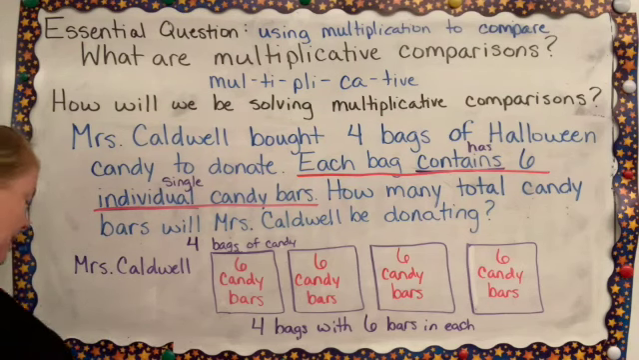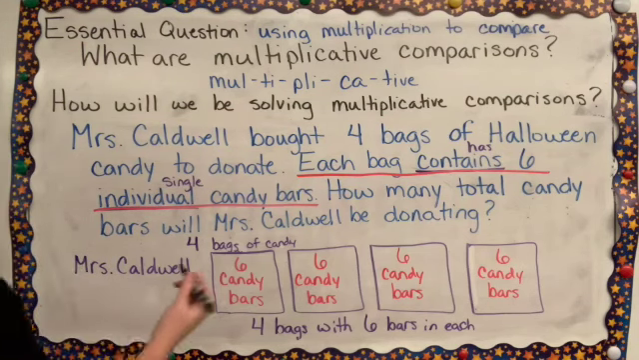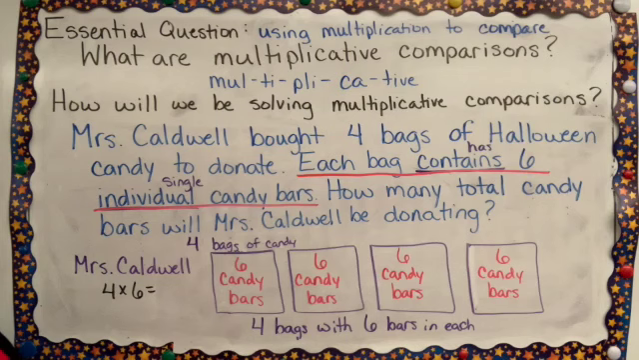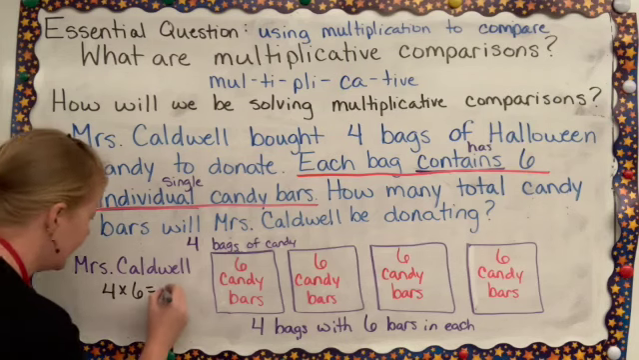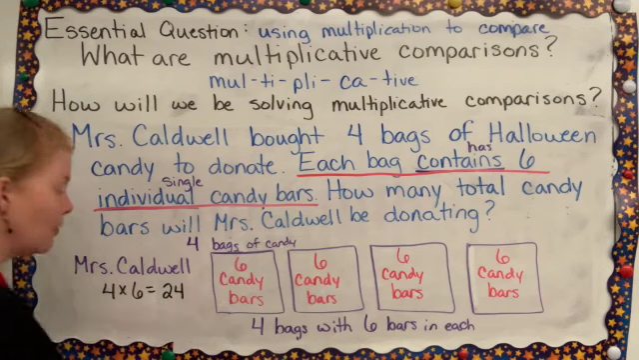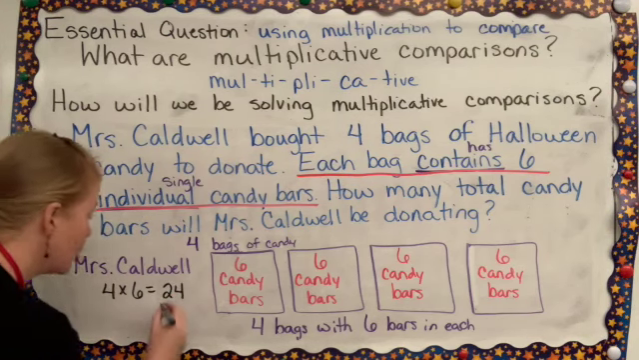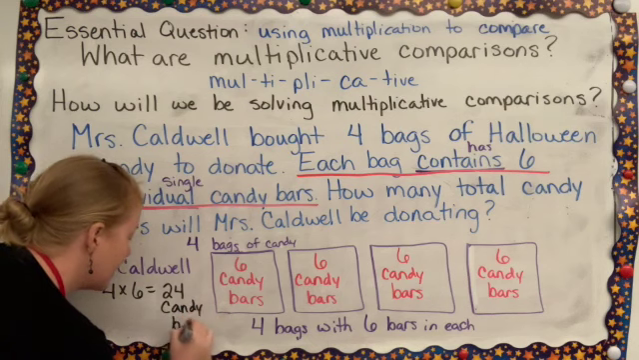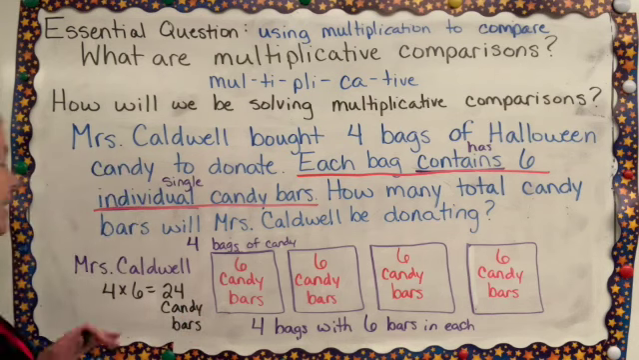Absolutely. My equation would be 4 times 6 equals, gotta be working on those facts. 4 times 6 equals, yes, 24. And you can't just write 24, you have to write 24 candy bars. It's important. All these labels are going to be super important. Again, that's why we were stressing them so much with area and perimeter.